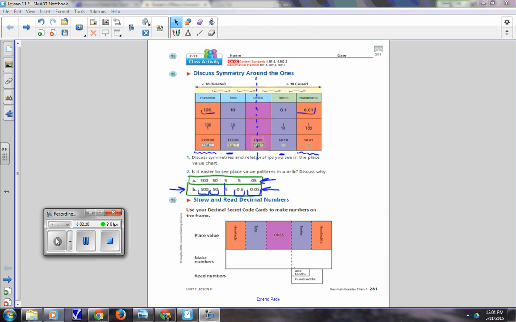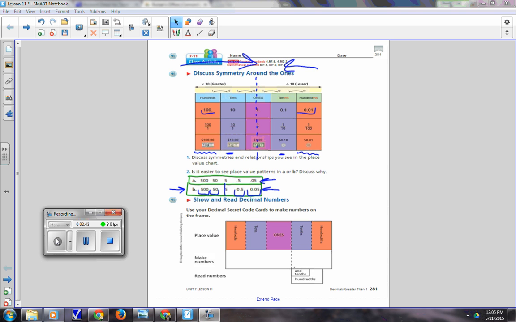If you notice on this place value chart up here, when you're moving from right to left, you're multiplying by 10 every time. When you're moving from left to right, you're dividing by 10. It's just like the metric system that we were doing before.